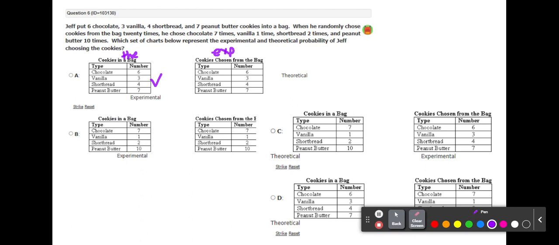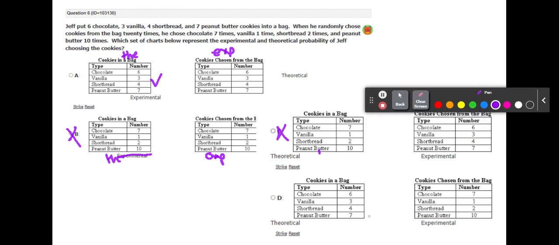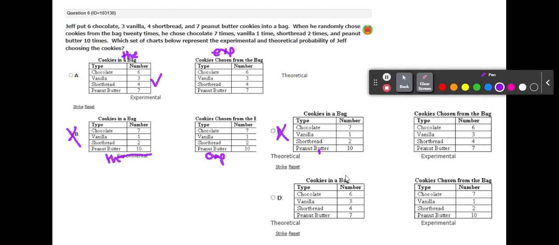This is the theoretical, this was the experimental, and that is not the correct numbers, right? 6, 3, 4, 7. Neither is C. This is the theoretical, this is the experimental. But D looks okay, 6, 3, 4, 7. Okay, so now that the theoretical is taken care of, let's look at the experimental.